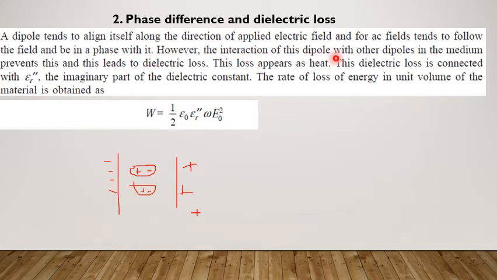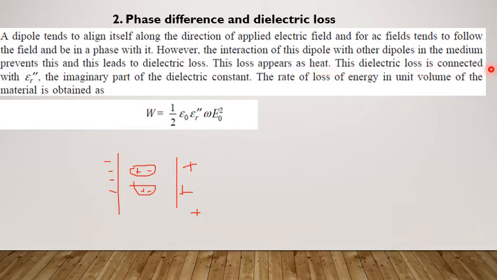However, the interaction of this dipole with other dipoles in the medium prevents this, and this leads to dielectric loss. There is a force of attraction between the positive and negative poles of two dipoles, and due to this the alignment may be disturbed. Some of the alignment is lost, and this is called dielectric loss. Here the charge which is stored is lost, and the loss appears as heat energy. It is lost in the form of heat.